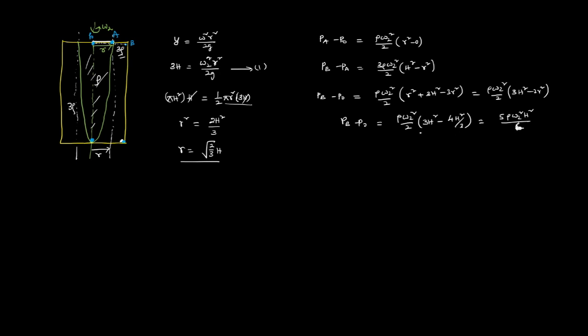Okay, one more 3 will be there, 2 3s, okay, it will be 6. So 6 will be the pressure difference. From this we can identify the PB value. So P naught plus 5 rho omega 2 square h square by 6.